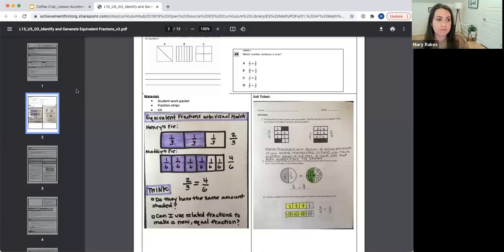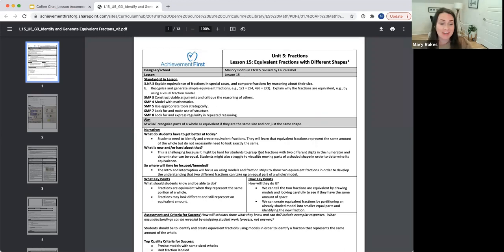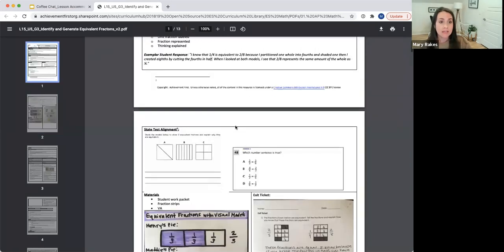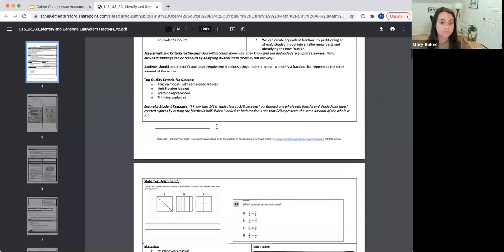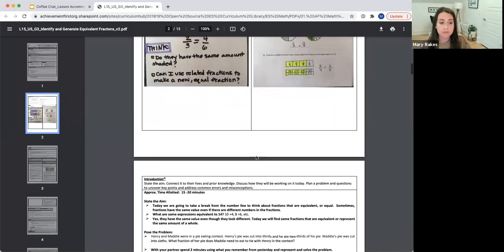So this is an achievement first lesson, and I chose this because I know that this is a curriculum that quite a few schools are using, and so this is one way. Hopefully the format is not unfamiliar to you. Maybe it's something that you can look at. So we go through, it has the aims and the goals at the beginning. I've got some examples of the work that students might be doing.